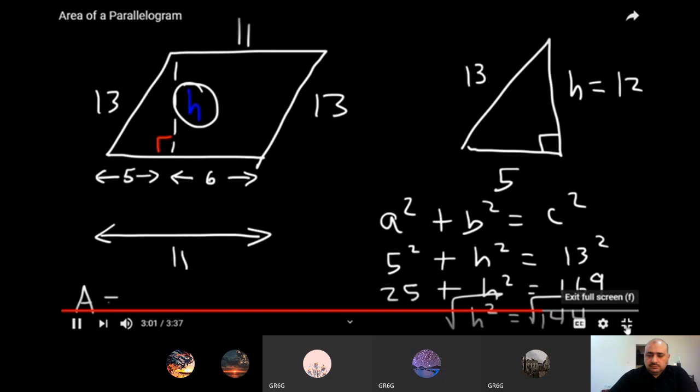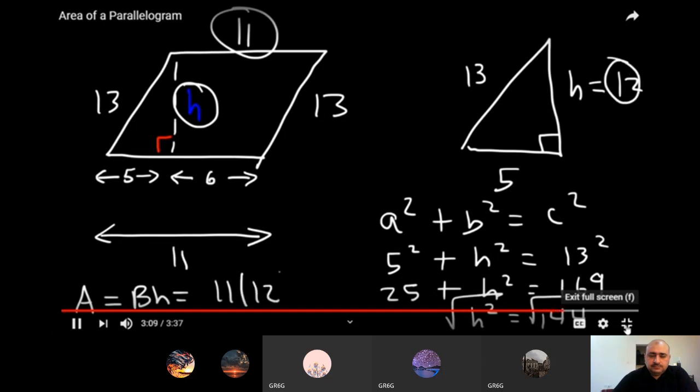So now we can find the area of the parallelogram. It's base times height. So we have a base of 11 and a height of 12. So it's 11 times 12, which is 132. So this is the answer.